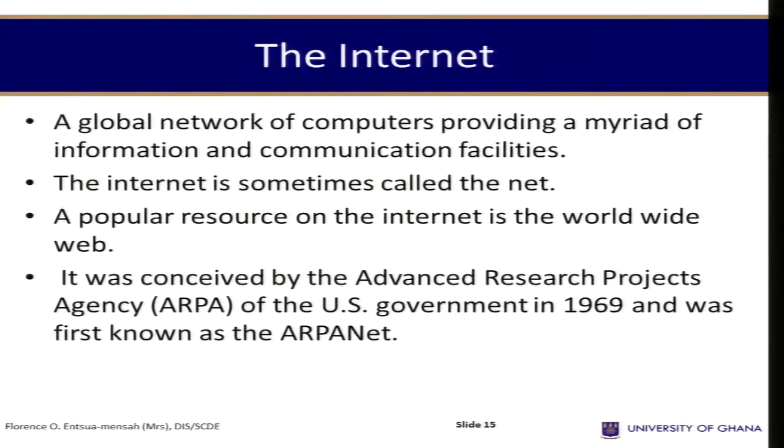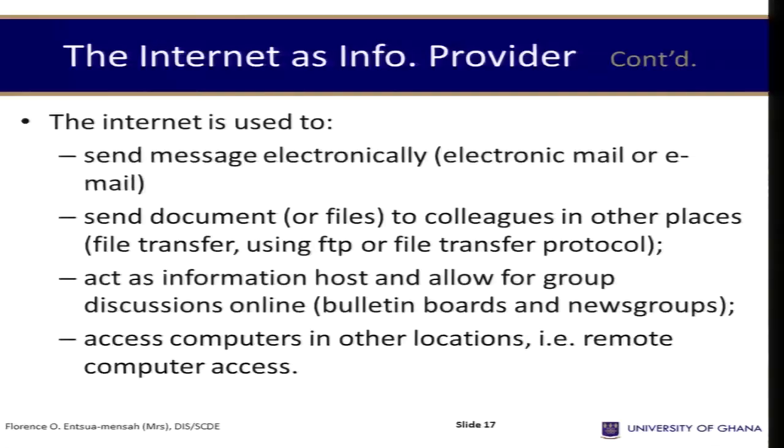What is the internet? It is said that the internet is a global network of computers providing a myriad of information and communication facilities. The internet is sometimes called the net. A popular resource on the internet is the World Wide Web. It was conceived by the Advanced Research Projects Agency of the US government in 1969 and was first known as the ARPANET. The internet is used for various things.